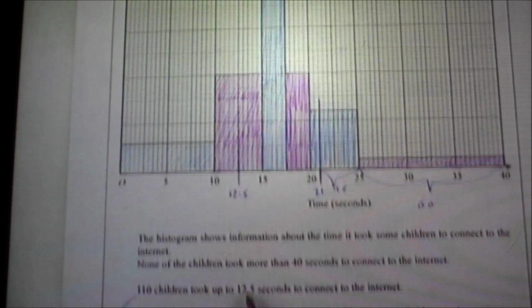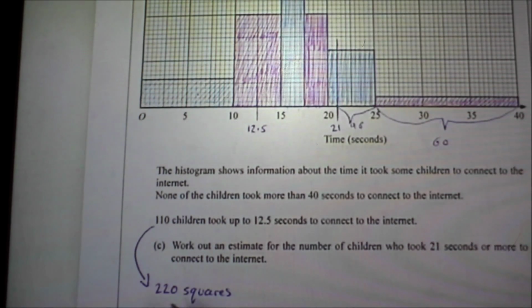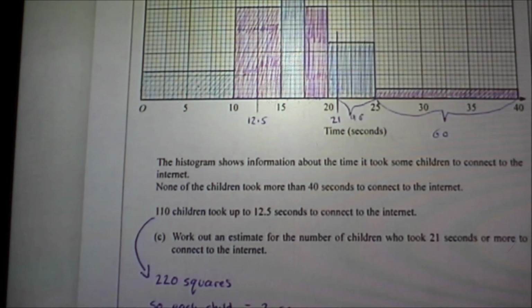I think this is a separate question. It doesn't say question 10, but we'll call it question 10. The histogram shows information about the time it took some children to connect to the internet. Now what I've done here, I've shaded on the different bits so you can see it on the screen, in case it doesn't come out very well. 110 children took up to 12.5 seconds to connect to the internet. That's what we're given. So up to this point here, we know that that is 110 students in there. If you count the number of squares in there, it is 220. So 220 squares is 110 students, so each child is worth 2 squares.